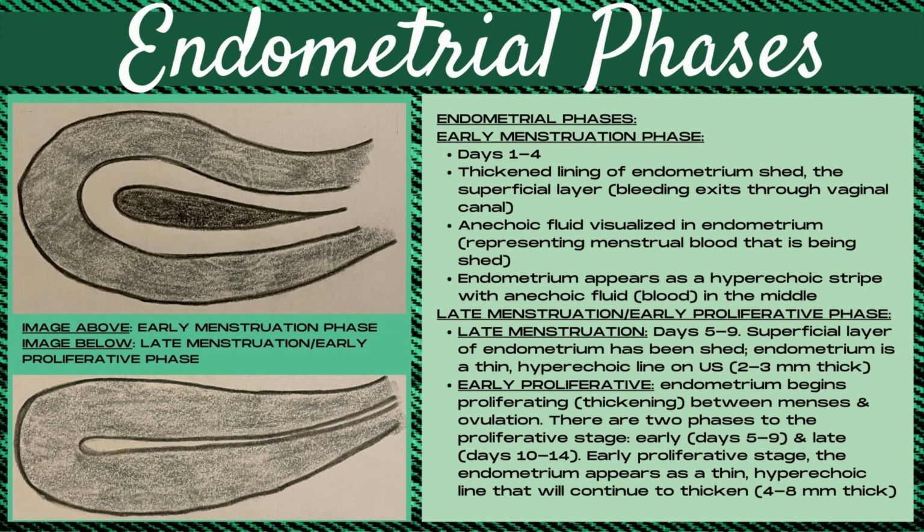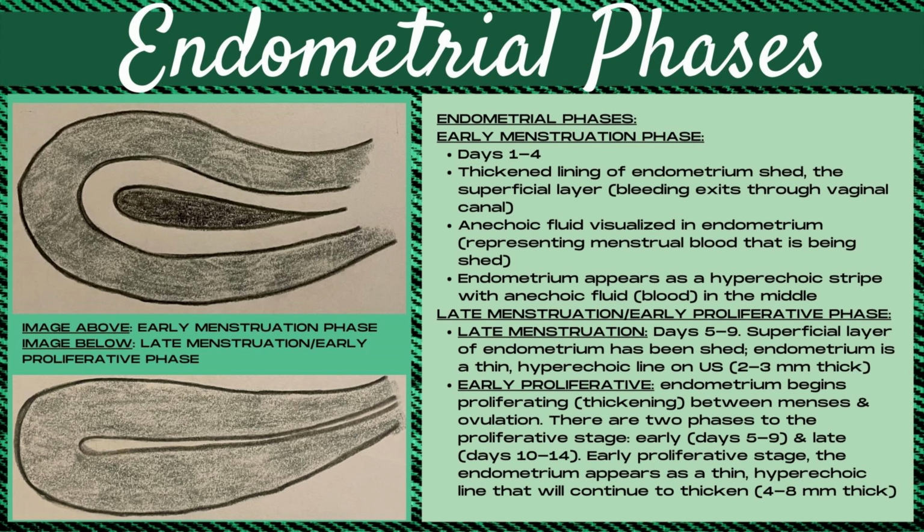And this is where we can see anechoic fluid within the endometrium, and this represents the menstrual blood that is being shed. The endometrium is going to appear as a hyperechoic stripe with anechoic fluid or blood within the middle of that hyperechoic stripe. Next, we have the late menstruation and early proliferative phase.